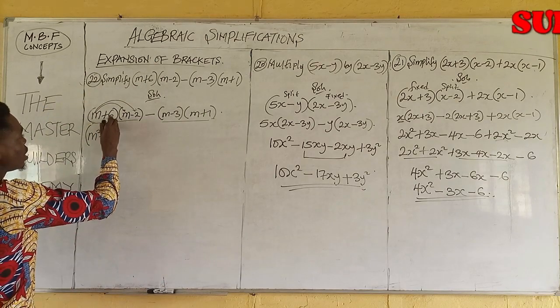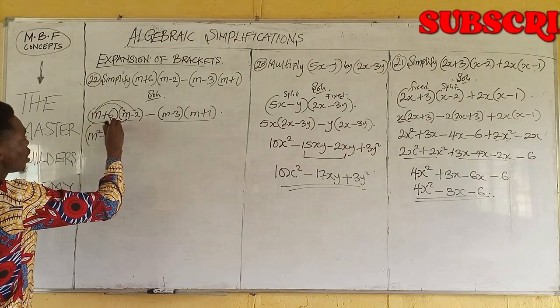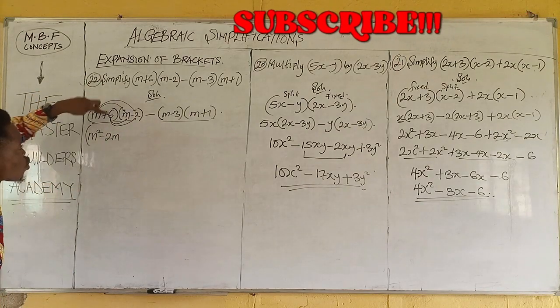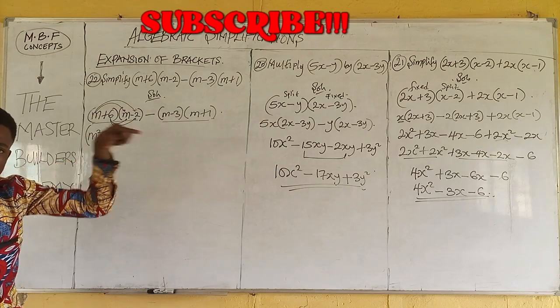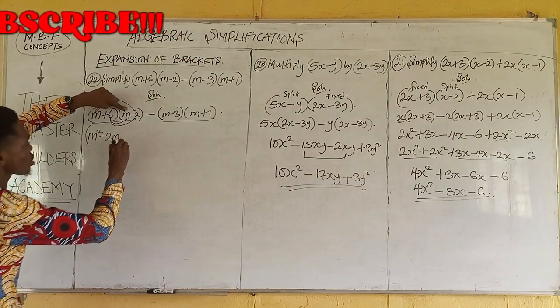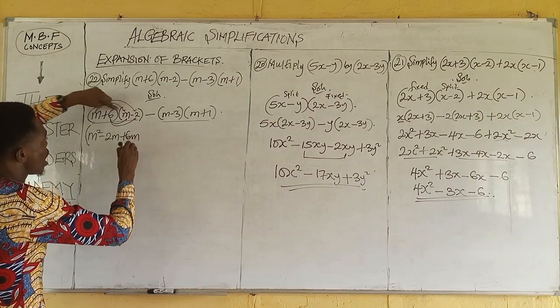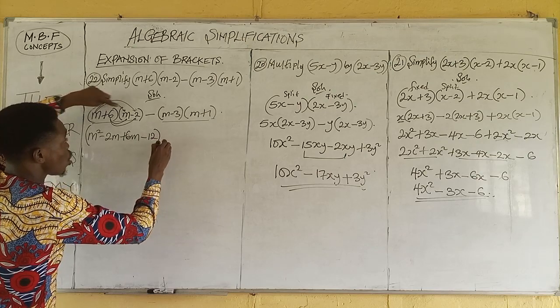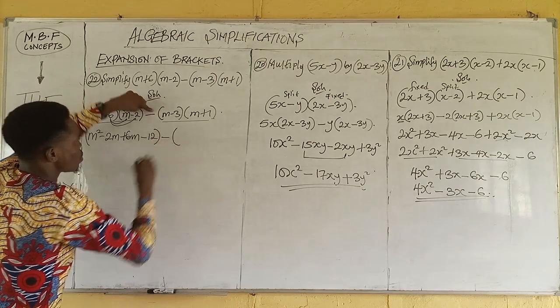Now we will come again, 6 times m and 6 times minus 2. So we will take the second term in the first bracket to also multiply the two terms inside the second bracket. So plus 6 times m will give us plus 6m, and plus 6 times minus 2 will give us minus 12. We are done with the first bracket, then we open the second.